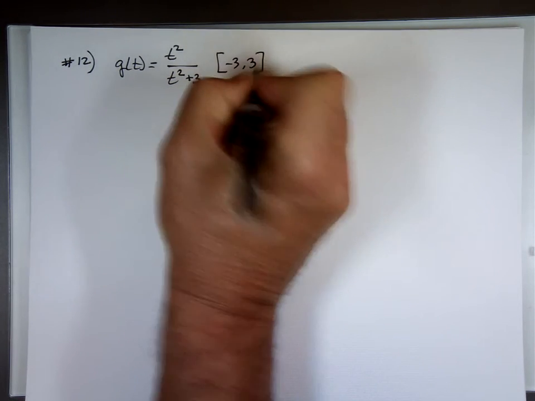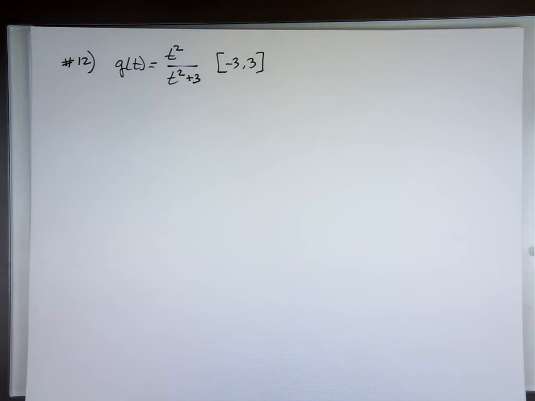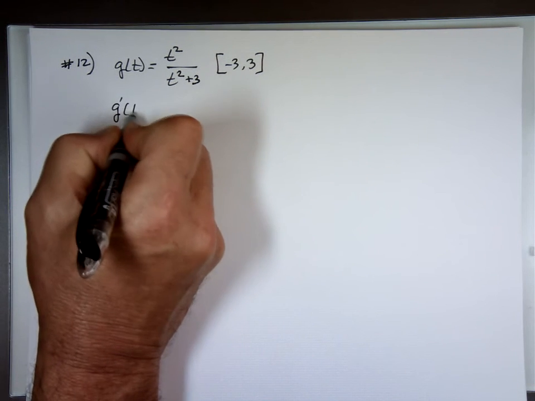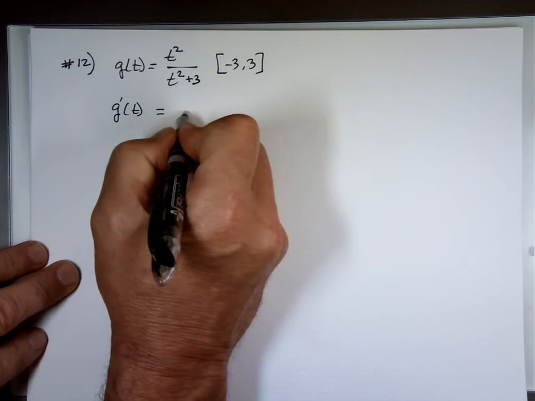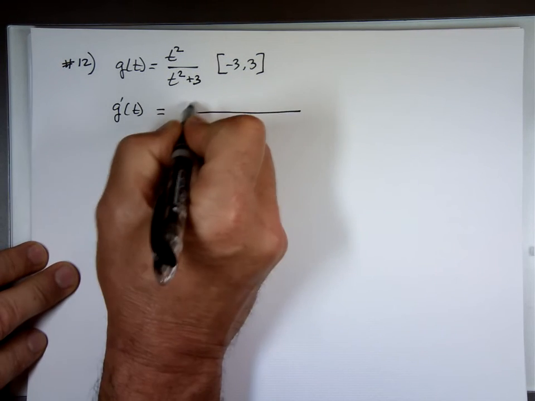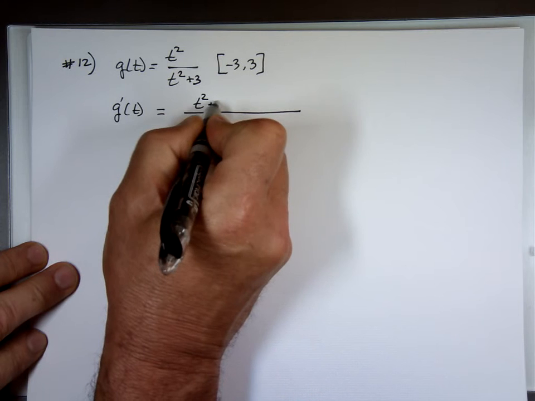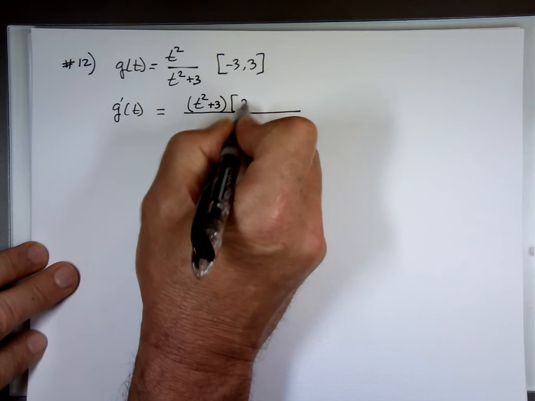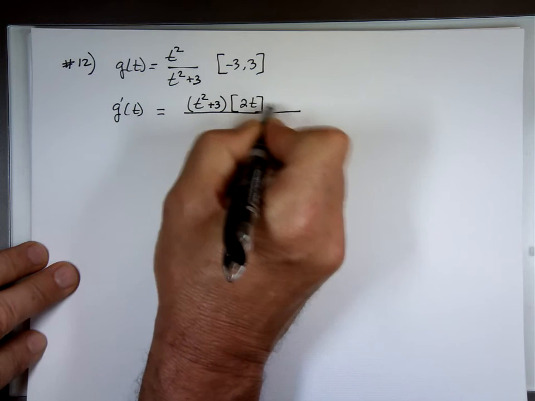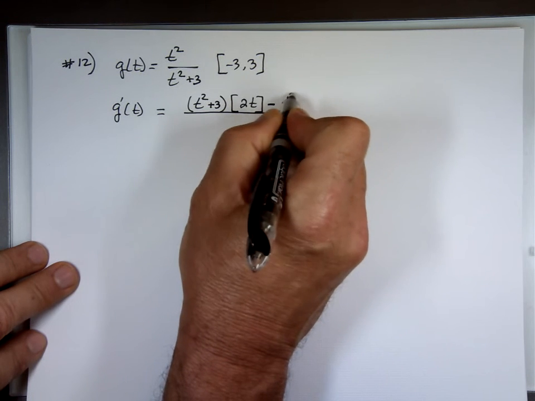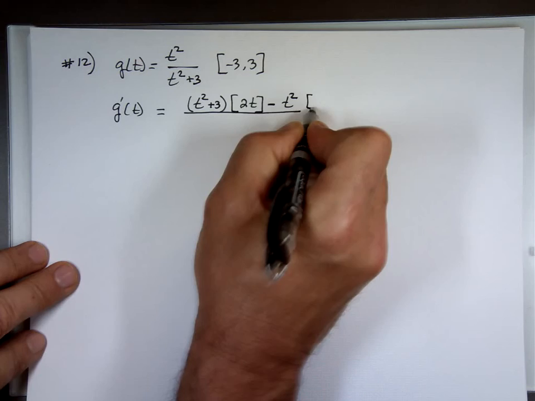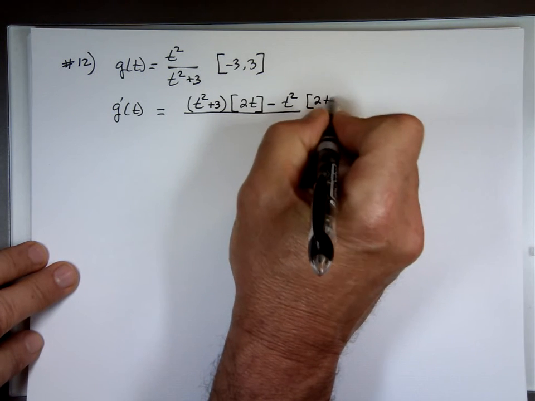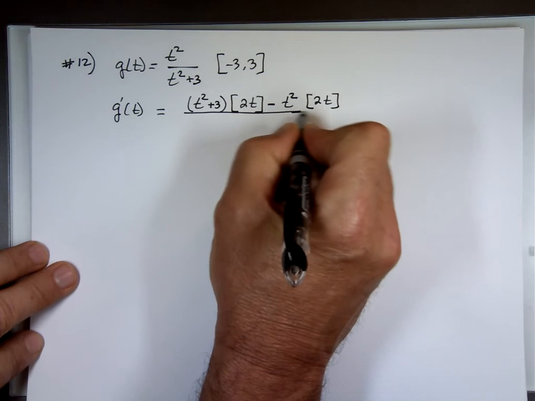Again, you're going to find the derivative. We're looking for the absolute extrema. You need to find the derivative. Quotient rule. The bottom times the derivative of the top. What's the derivative of t squared? 2t. Minus the top times the derivative of the bottom. What's the derivative of t squared plus 3? 2t. The whole thing divided by the bottom squared.